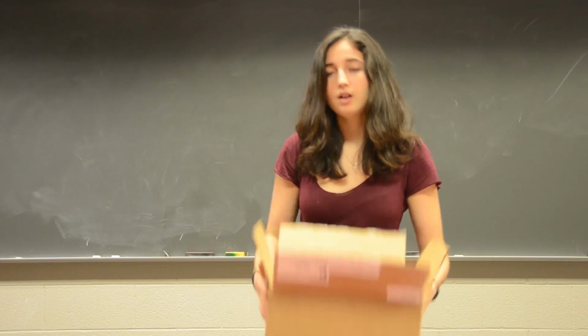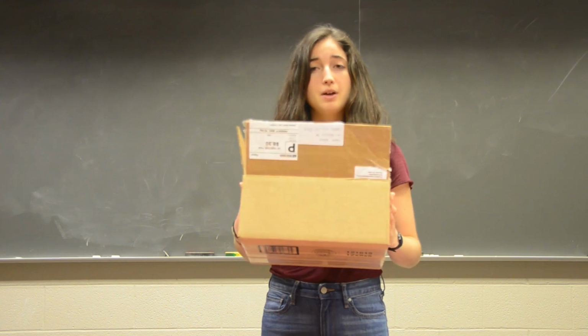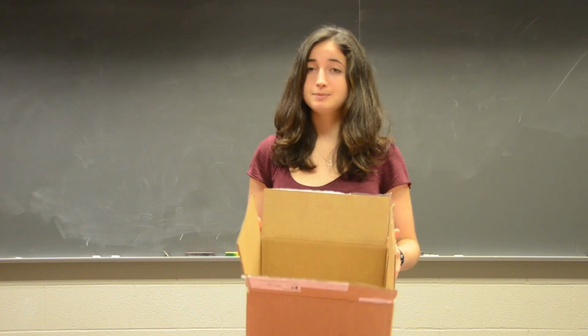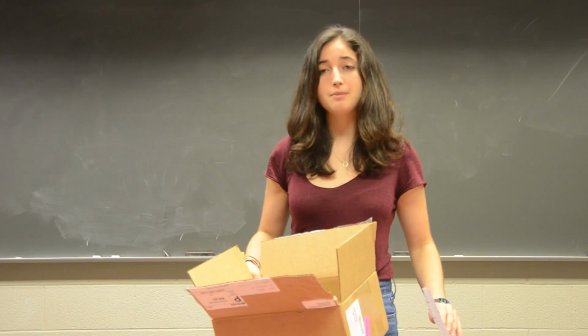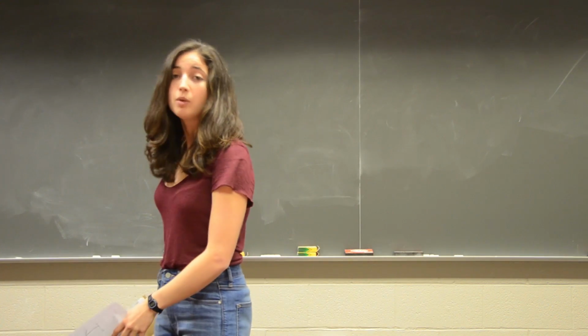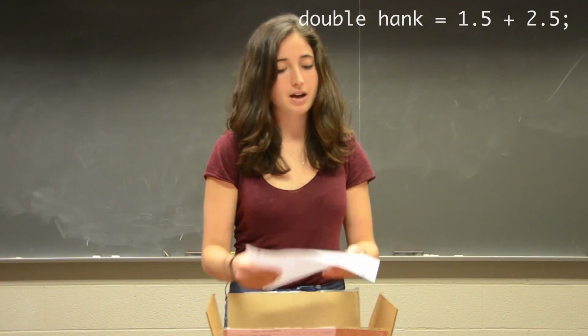So let's use our variable again. This time I'm going to declare and initialize this variable, and I'm going to make this variable of type double, and I'm going to name it Hank. And I'm going to initialize it as a longer expression this time, 1.5 plus 2.5. So let's do this all in one line. Double Hank equals 1.5 plus 2.5.